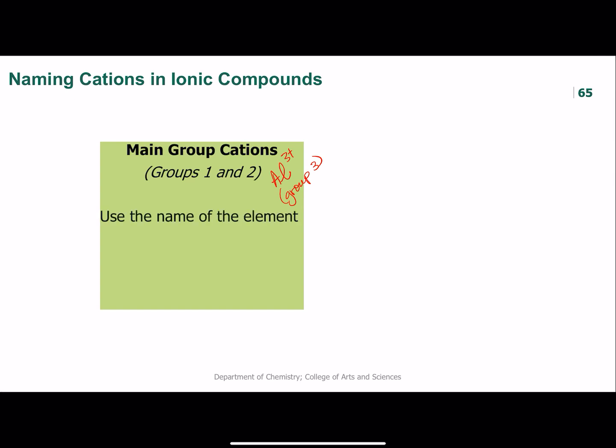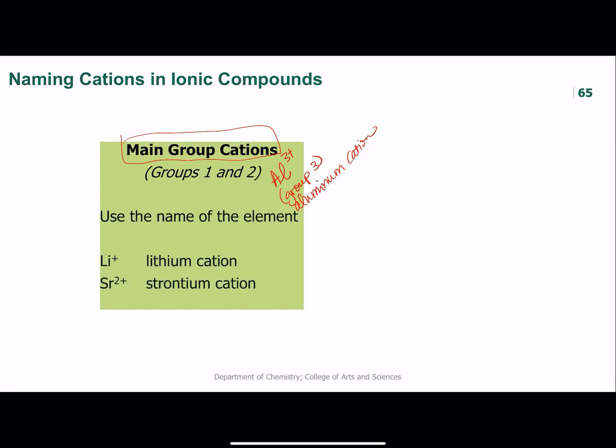These main group ions are going to just use the name of the element. So here I wrote Al3 plus. This would end up being the aluminum cation. Okay, so we take the name of the element, we stick cation behind it. Now these main group elements make a single charge. They lose the same number of electrons every time they make an ion. So we don't have to do anything fancy.